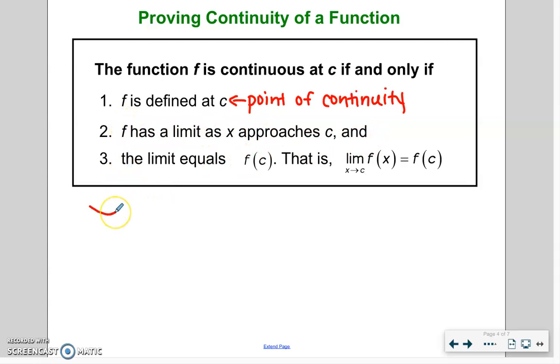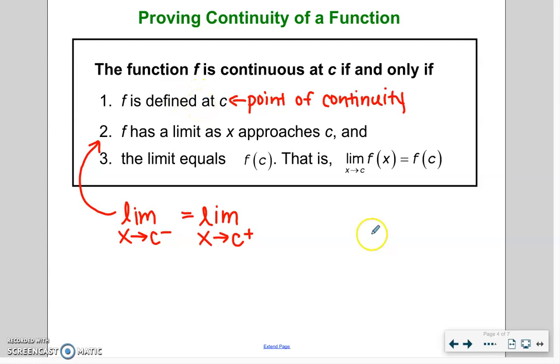Now there's a second part, or a sub part, to this. If f has a limit, that means that the limit from the left and the limit from the right are equal. So that's what we would be proving here: that the left-hand limit and the right-hand limit are the same, which means that there is a whole limit at that point. So that's step 2. And then step 3, you're going to prove that the limit is equal to where the actual point is on the graph.